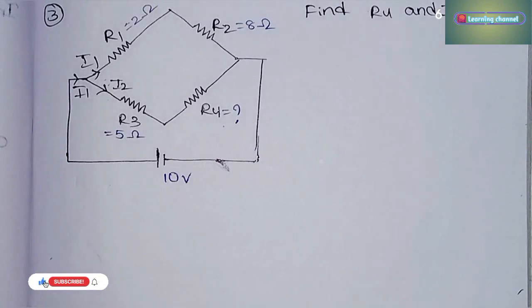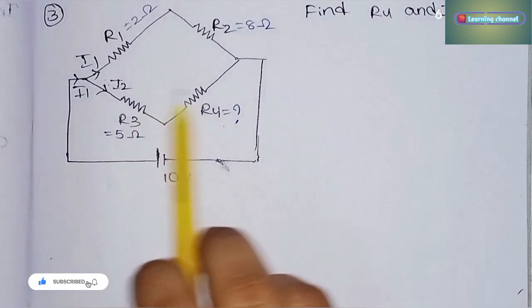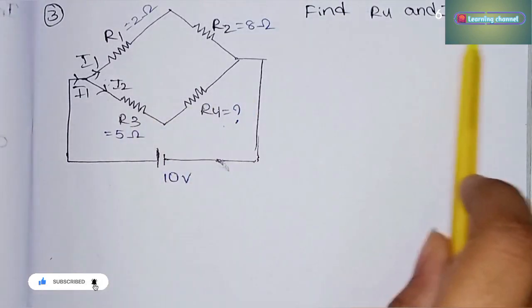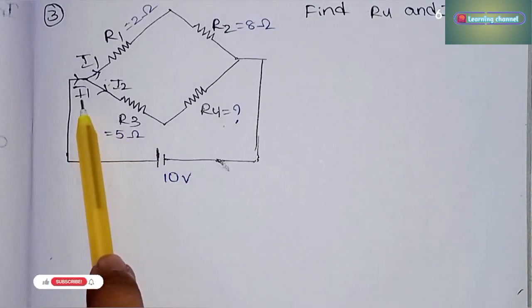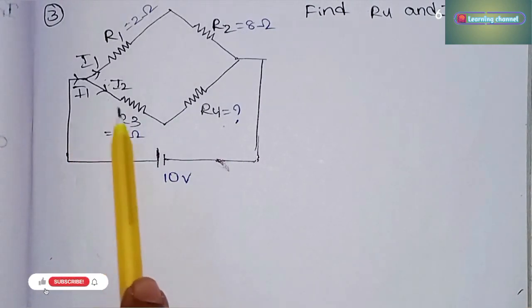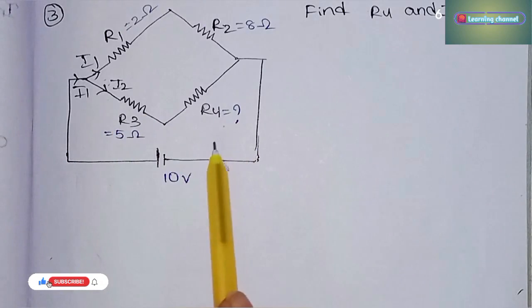So this is the third problem on the current division law. So it is the circuit given. They asked us to find the resistance R4, I1 and I2. First of all we need to find the I source value, in order to substitute in the formula.